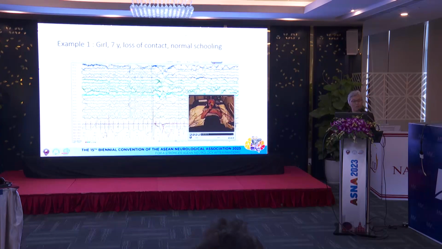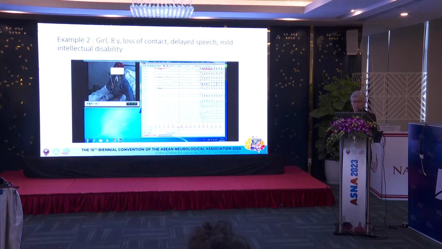So I will give you two examples. This is a young girl, 7 years, normal schooling, no medical history, and the parents just say she has some loss of contact since a few weeks, a few months, we don't know exactly.